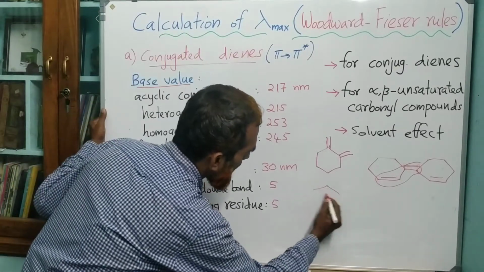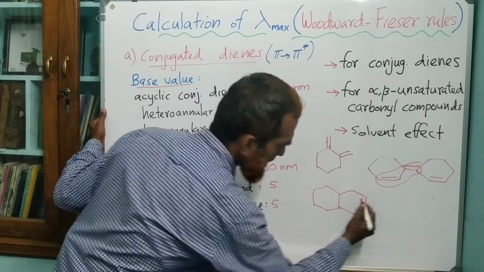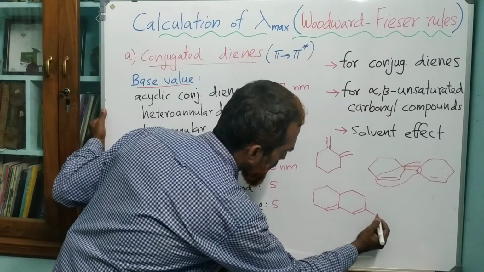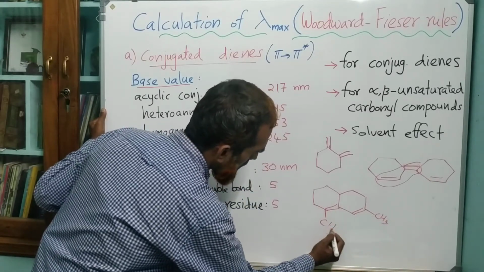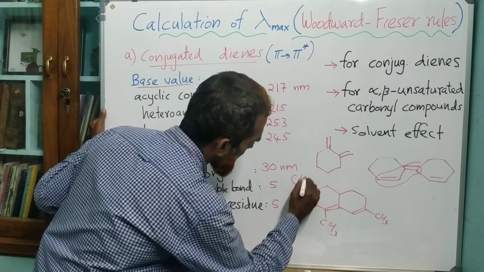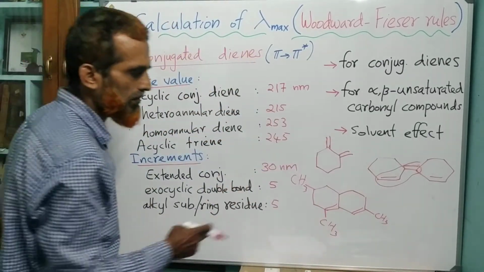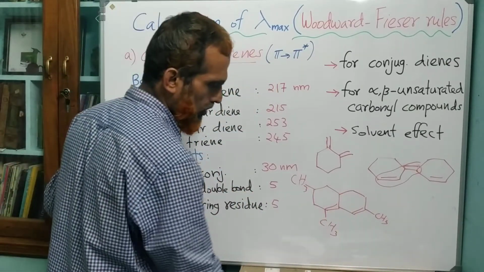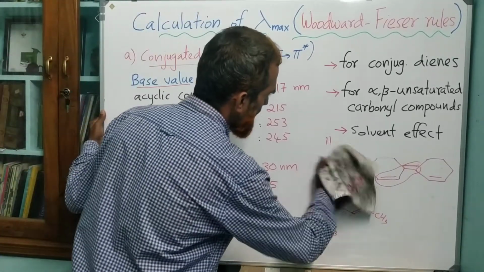And one more question for calculation of lambda max is this. There are 2 methyl groups here, CH3, and one here also. Suppose it is shown 1 methyl here also. Don't worry, this is not going to get added because substitution should be in this diene part or the conjugated part of the system. Okay.